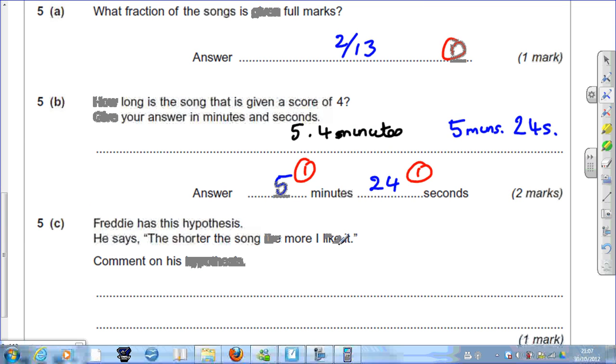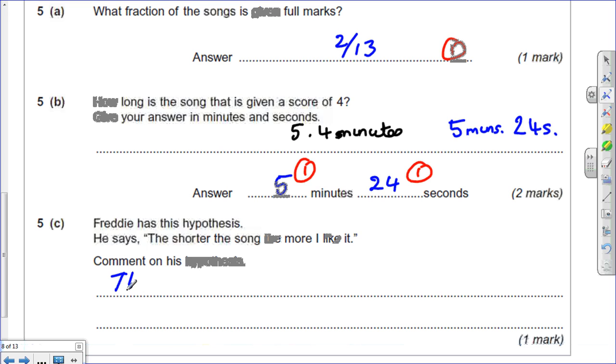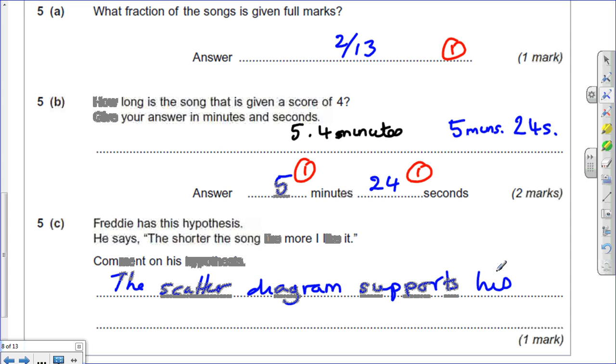Right, now, Priya also gives some songs a score out of 10. She has a different hypothesis. The longer the song, the more I like it. Her hypothesis is strongly supported by the data she collects. Plot points on the grid to show how her scatter diagram may look. So remind ourselves again, the longer the song, the more I like it. So it's going to be going up from left to right.